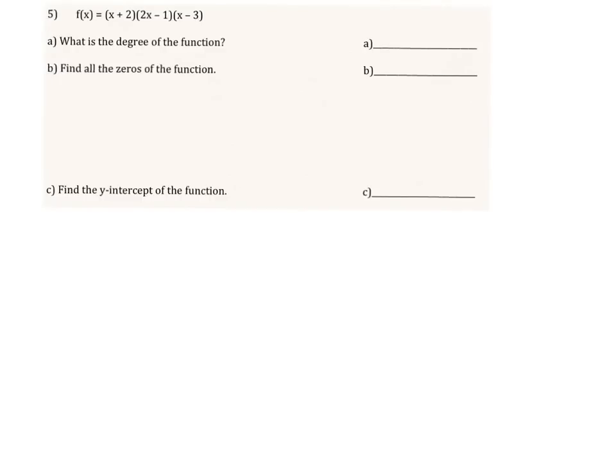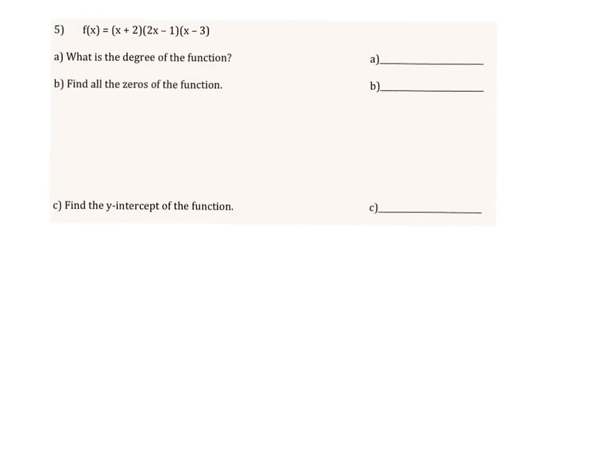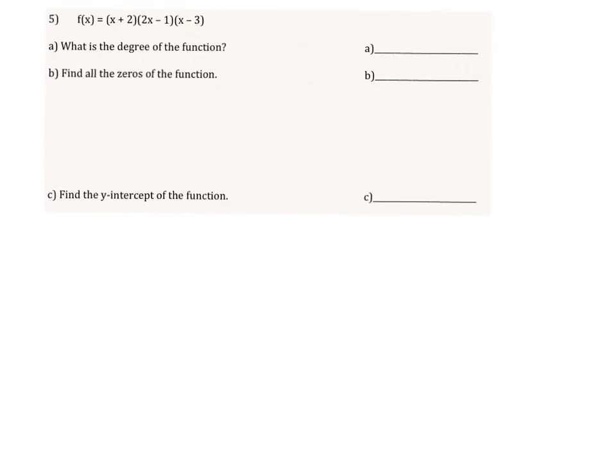Alright, so we have a polynomial here, and we want to know the degree of the function. We have factors being multiplied together. So when that happens, you need to make sure you take all the x's and add their exponents. Or think about what would happen if you multiplied all this together. X times x times x will give you x cubed, so your degree is 3.